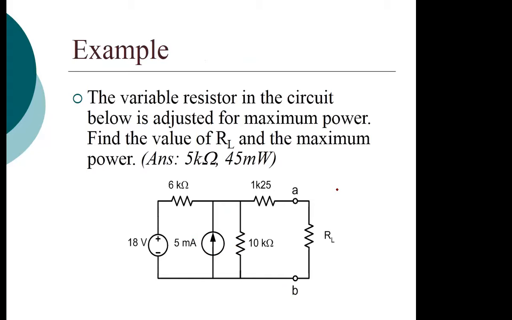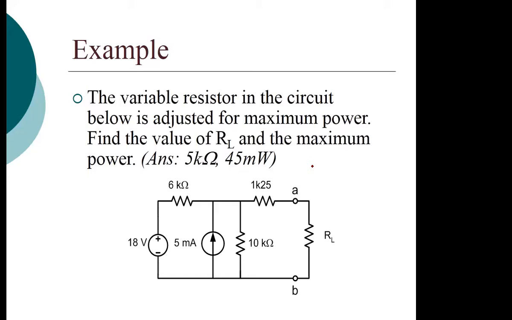For example, the variable resistor in the circuit below is adjusted for maximum power. Find the value of RL and the maximum power. Now, you know that maximum power transfer occurs when your RL is equal to R Thevenin. So your first point of call is to find R Thevenin, because that is only where RL will get maximum power. So in finding R Thevenin, we don't have to revise so much.